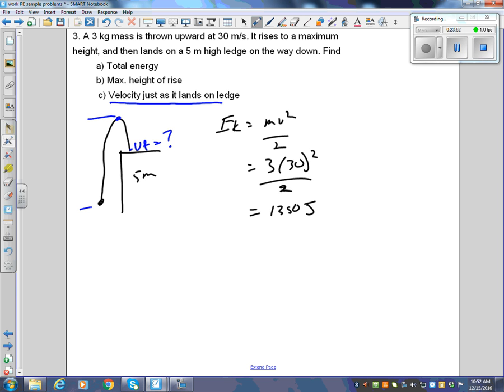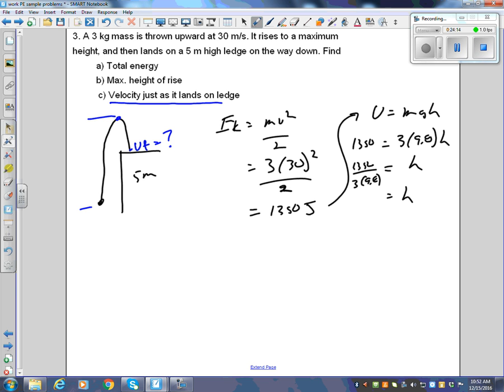Maximum height of rise. So again, all becomes potential. U equals mgh. 1350 is equal to 3 times that pesky 9.8, if it was only 10. Okay. I'm halfway done here, so I'm almost finished. 45.9, right? As you said? 45.9.